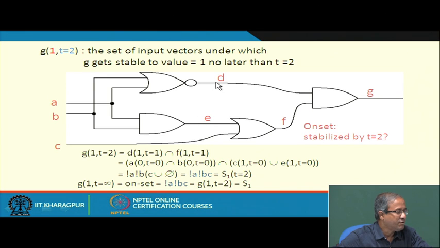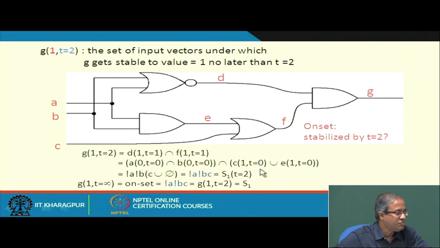So, if D equal to 1 means what? Both the inputs of this NOR gate should be 0 and 0. So, it is A 0, the delay is again 1, now time will be 0, and B equal to 0, both together. And F equal to 1 means, it is an OR gate, so either E will be 1 or C will be 1.